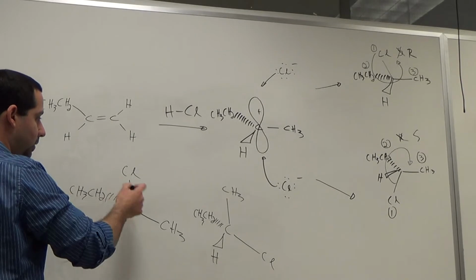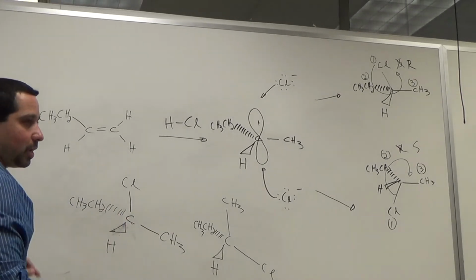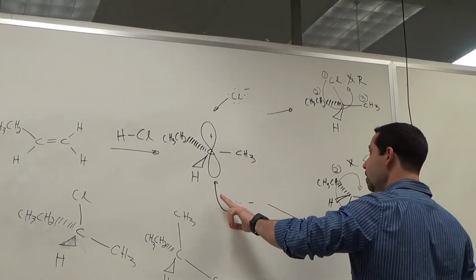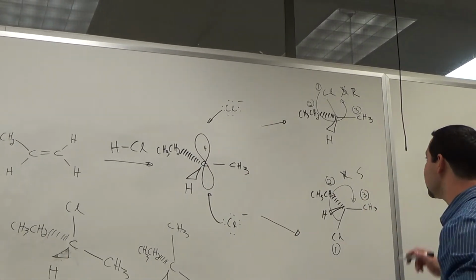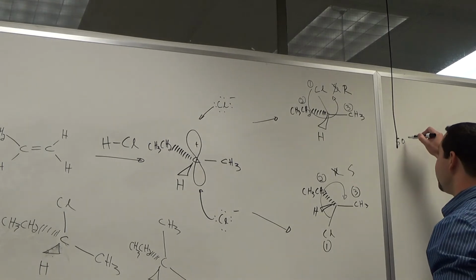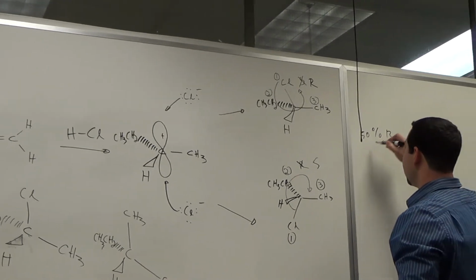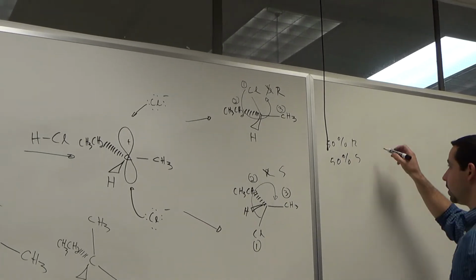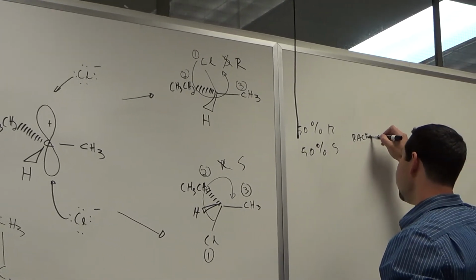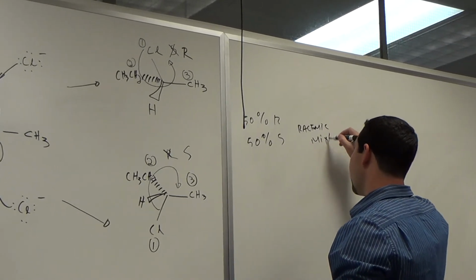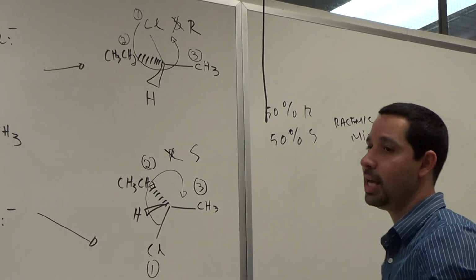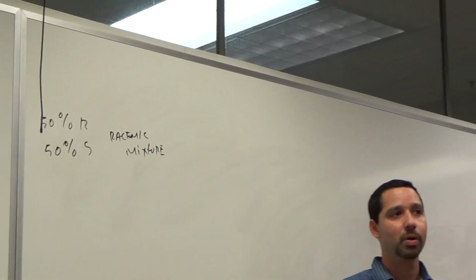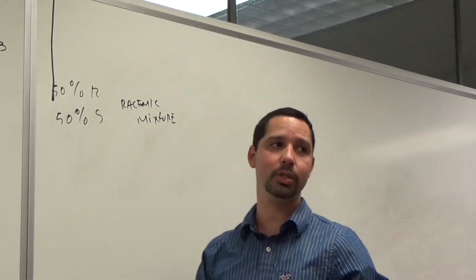If you look at R and S here, one is R and the other one is S, because there is a 50% chance the attack is from the bottom and from the top. This will give you 50% R and 50% S. This is called a racemic mixture. So you always think about whether it goes through the formation of a carbocation, because the carbocation is planar, you are going to get a racemic mixture.